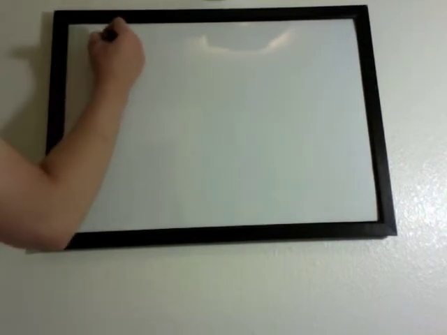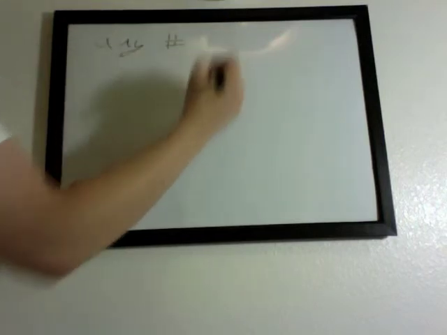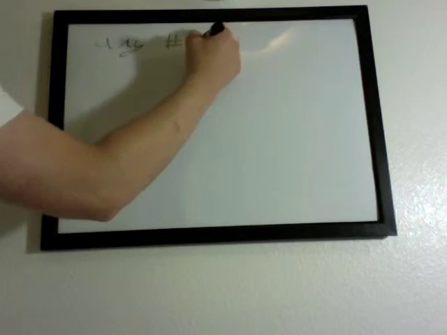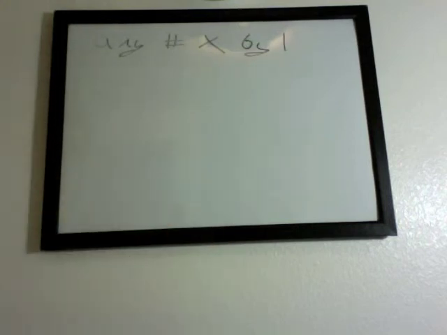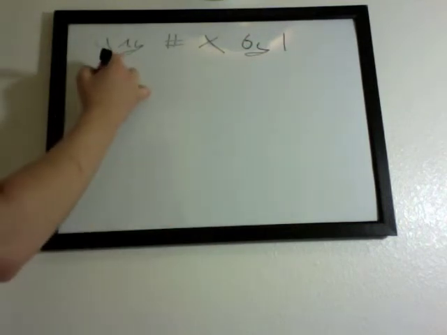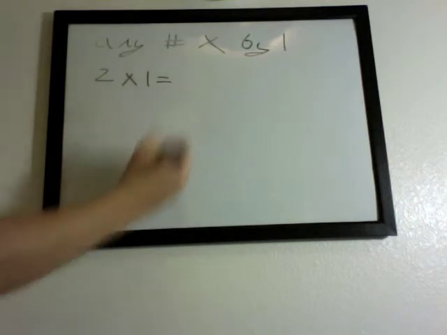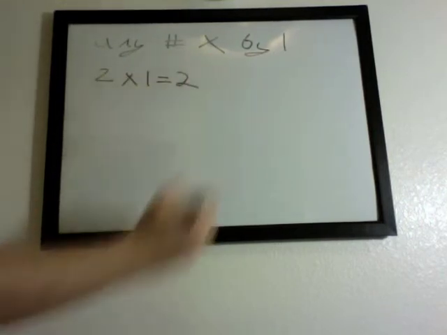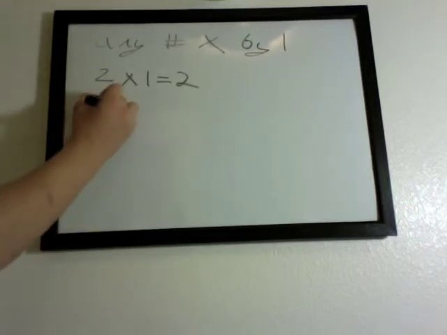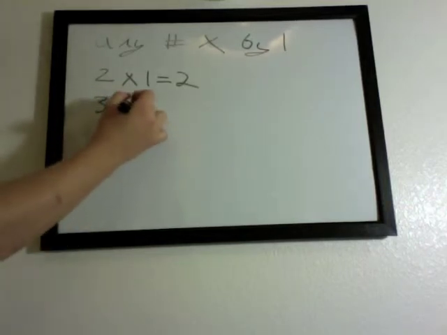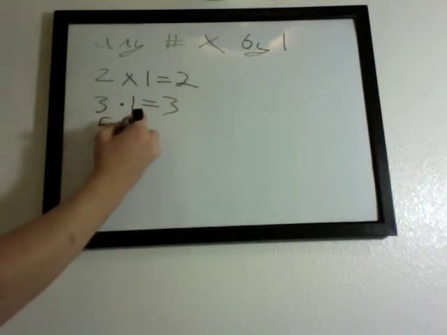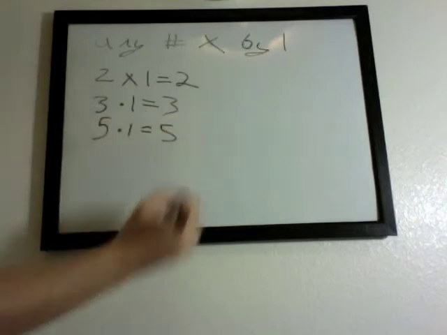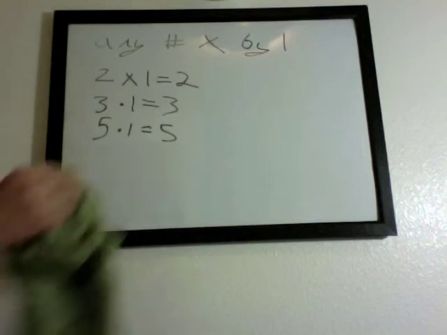Now let's talk about any number multiplied by 1 will equal the original number. So 2 times 1 is 2. 3 times 1 is 3. 5 times 1 is 5. Just remember these rules. We'll come back to them a little bit later.